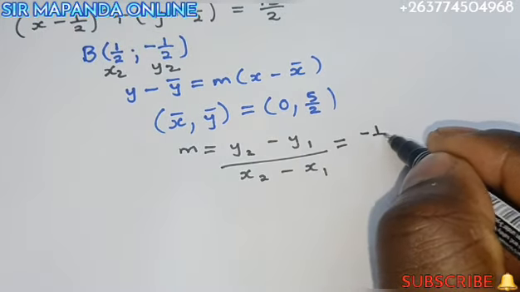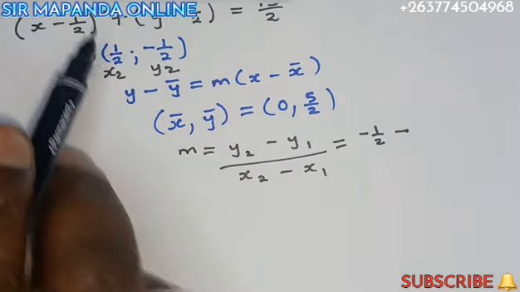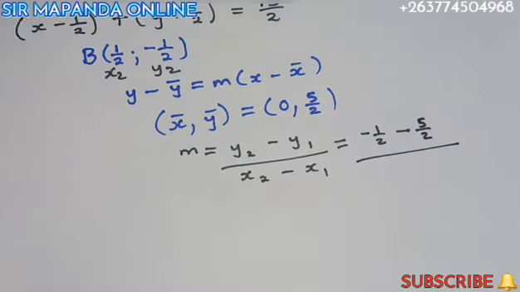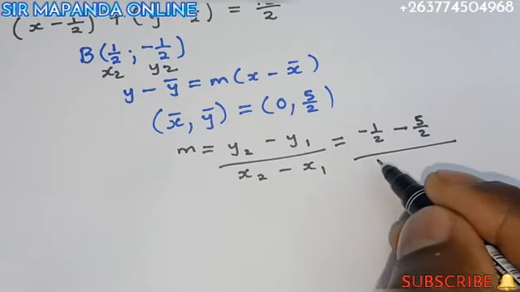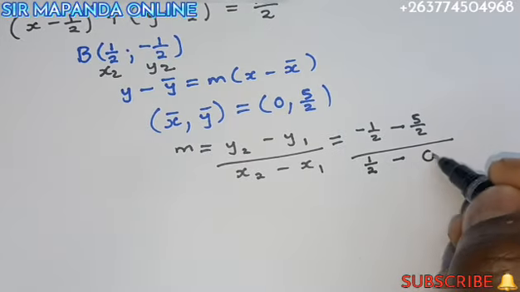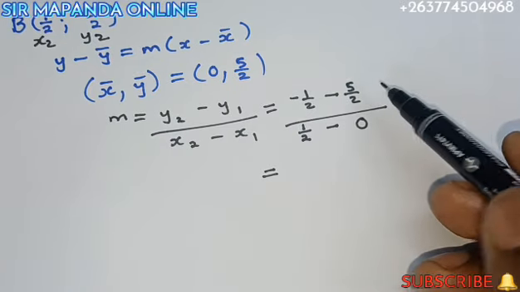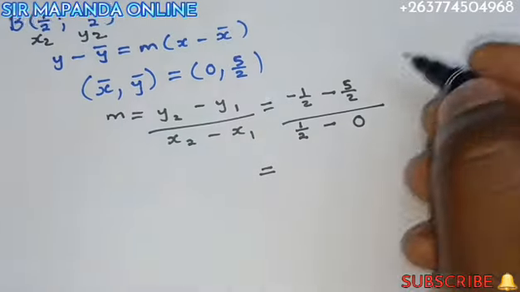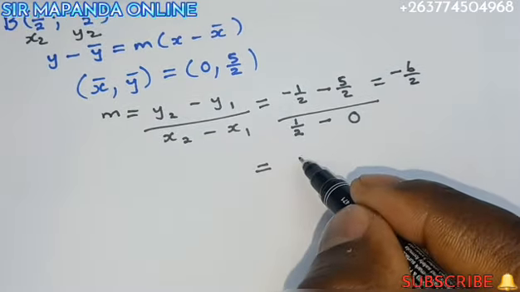Y2, you get minus half, right? Then you put a negative sign. Y1 is 5 over 2. So you divide this with 5 over 2. I hope you are following. What is x2? X2 is half. Then you put a negative, and x1 is 0. So since we have got a common denominator on the numerator, minus 1 over 2 minus 5 over 2, it gives you minus 6 over 2, which is good as minus 3.